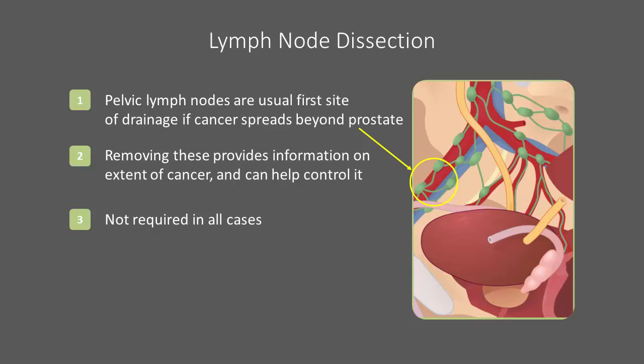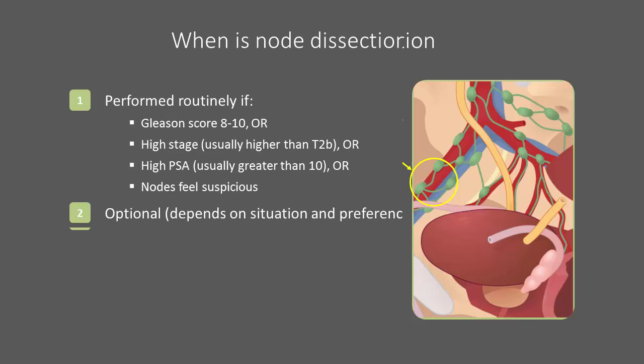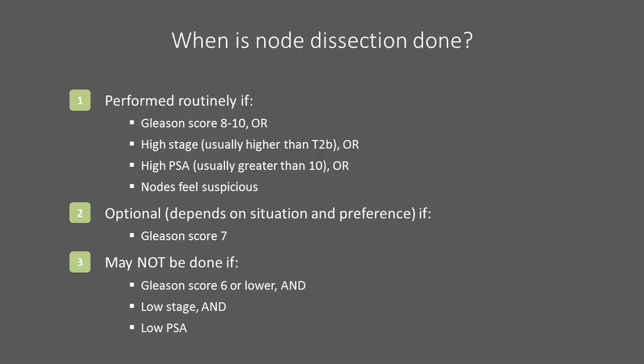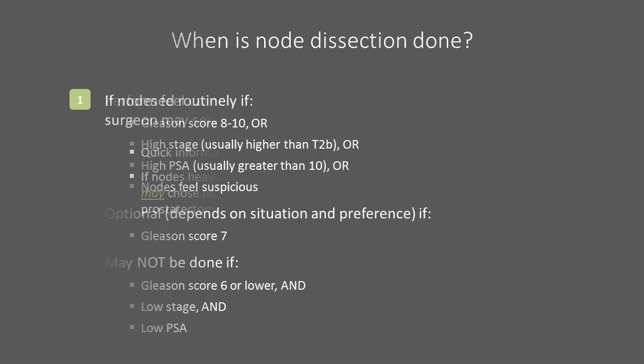It is important to understand that a formal lymph node dissection is not required in all cases, and individual situations and surgeon preference may vary. Lymph node dissection is performed routinely in the following situations: a Gleason score of 8 to 10, or high stage cancer, usually higher than stage T2B, or a high PSA, usually greater than 10, or finally, when the lymph nodes feel suspicious in the operating room. The node dissection may not be done if the Gleason score is 6 or lower, and the stage is low, and the PSA is also low.